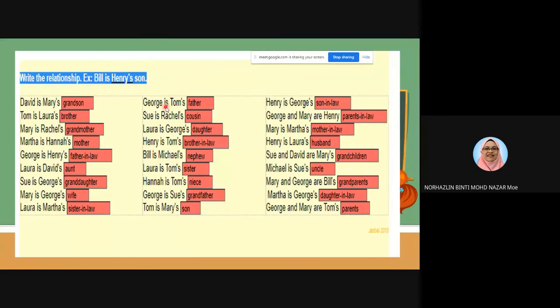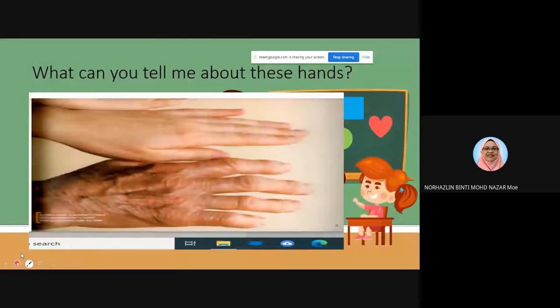Yeah, Charles, you can screenshot the answers or print screen. Okay. But have you updated your index? Your exercise book. Okay. Okay, good. Okay, so here are the answers. Ni jawapan dia lah. Okay. George and Mary are Tom's parents. Ya. Harry is Tom's brother-in-law.